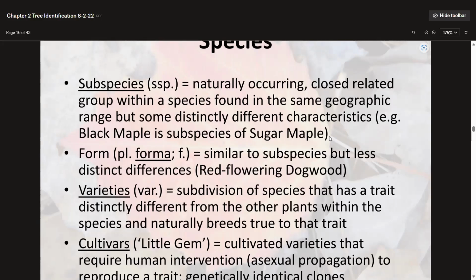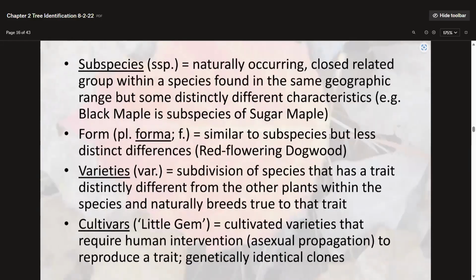All right. Varieties are written out as var. in the name, and a variety is a subdivision of the species that has a trait distinctly different from the other plants within that species. And it naturally breeds true to that trait. All right. So a variety naturally breeds true to that trait.